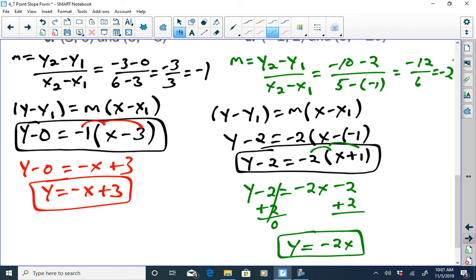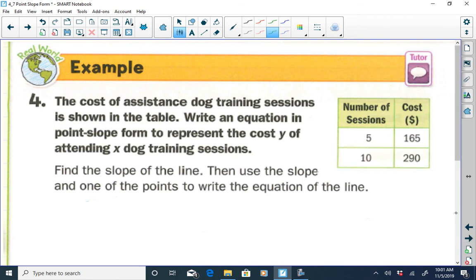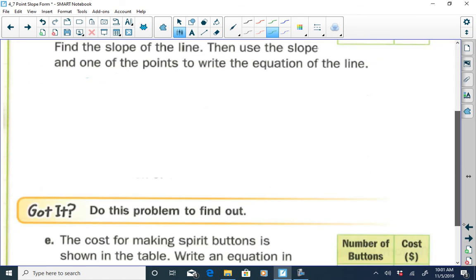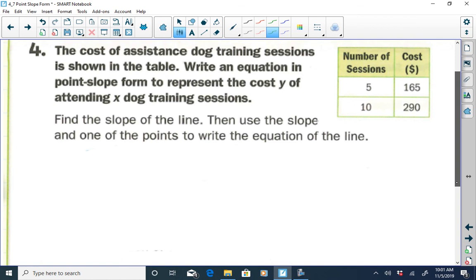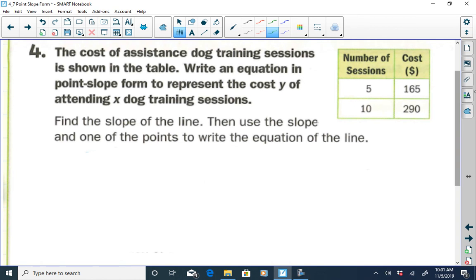All right? Now I'm going to do one last problem here where we have the data in a table and we're asked to do the following. Write an equation in point-slope form for the cost. Find the slope of the line, then use the slope and one point to write the equation. Slope here. Change in y is what? 220 minus 125? 125 is my change in y. I find my change in x, which is 5.